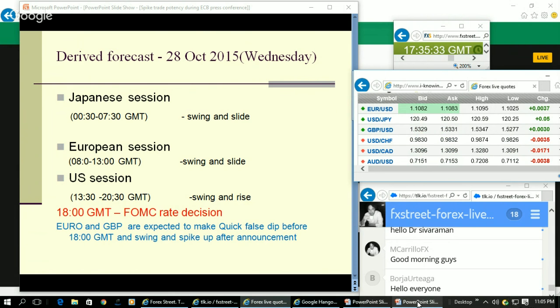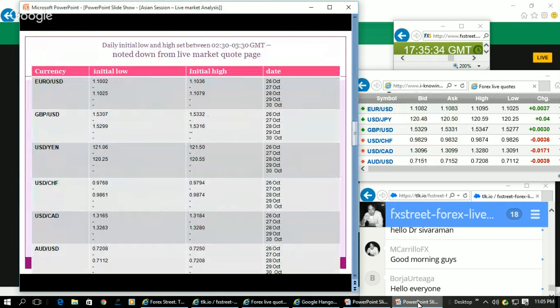So let me give the initial lows and the highs which were derived by 3:30 GMT today. In the case of Euro, the low was 1.1025 and it has not been breached since the start of the Japanese session. The high was 1.1079. They breached it and went up to 1.1095, indicating that they intend to make a rise. And also in the case of GBP, 1.5299 was the low. They made a brief downward stop into 1.5277 and came above this during the early part of the US session, and they are still holding above the initial high.